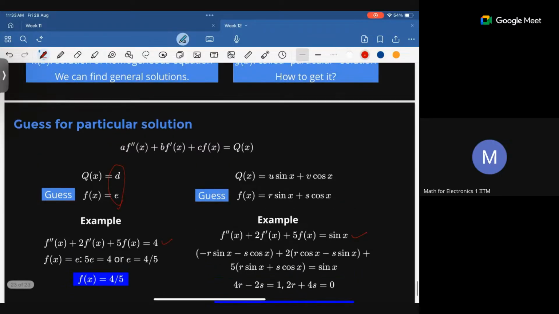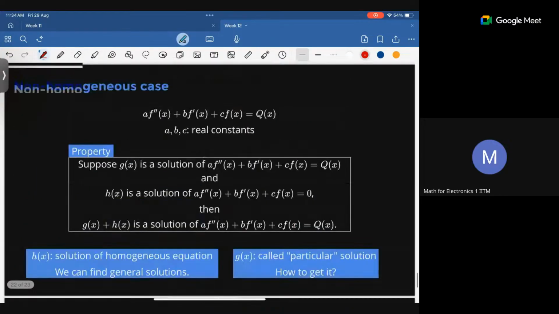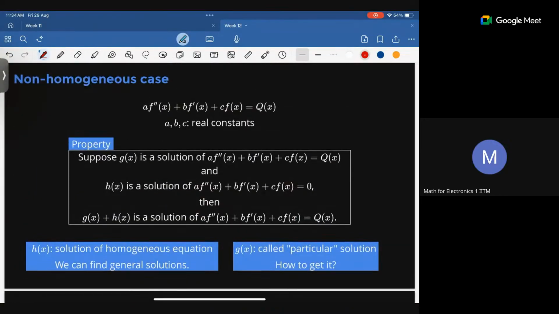If that is the case, how we will solve it: for the non-homogeneous case, we have to solve for the homogeneous case first, and then for the non-homogeneous case, and then combine both to get the complete solution. Suppose g of x is the solution for the non-homogeneous case, and h of x is the solution for the homogeneous case. Then g of x plus h of x is the complete solution of the non-homogeneous second order differential equation.